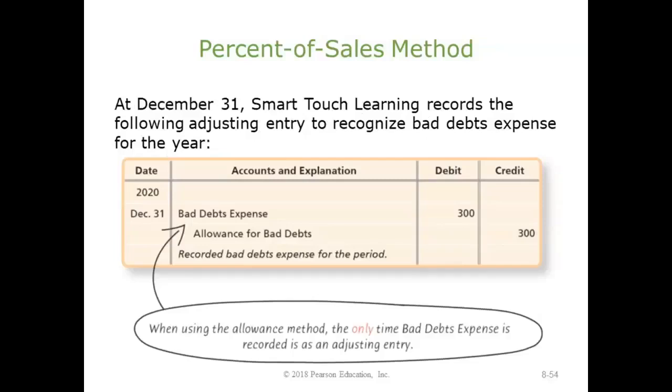And again, you're going to record this entry every time that you're doing sales, every month or for whatever time period you're looking at, because you want to base that bad debt expense on an estimate of your percent of sales.